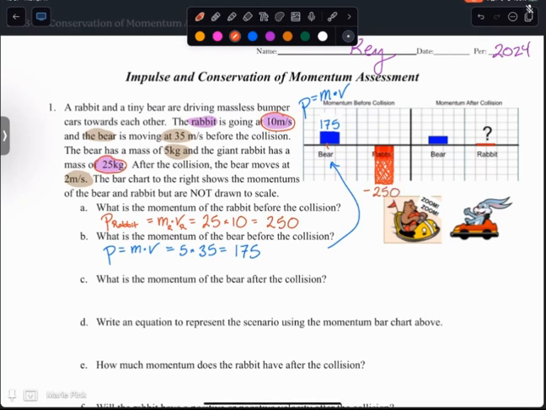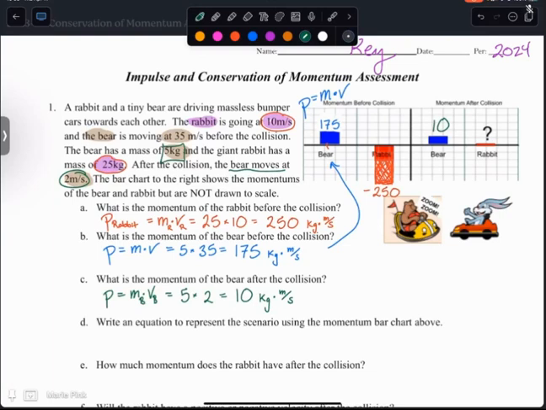And then it says, what is the momentum of the bear after the collision? So after the collision, my bear was moving at 2 meters per second, and the mass is still 5 kilograms. So that means the momentum of the bear after the collision is 10, the mass being 5 and velocity being 2. And for all of these, the units for momentum are just the things that you multiplied together. So the momentum is kilograms, because that's your mass, times velocity, which is meters per second.